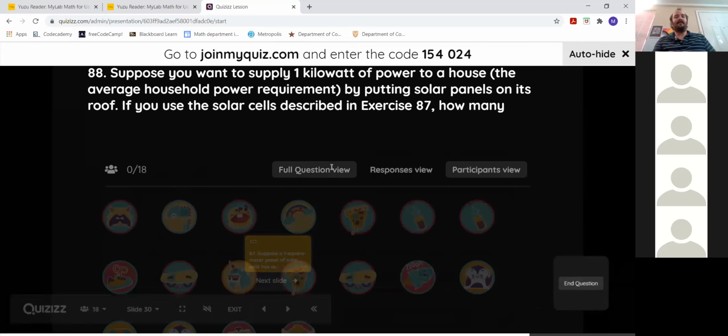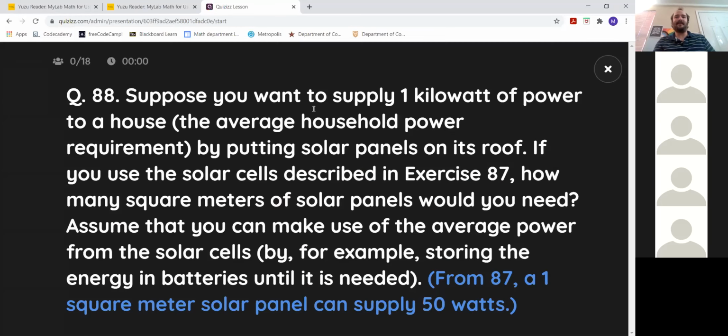Okay, so we want to supply 1 kilowatt of power to a house, the average household, powered by putting solar panels on its roof. Basically what this is saying is we have the solar cell from the previous problem, which can supply 50 watts for every 1 square meter. And then if we need a kilowatt, which is the average power that a house uses, how many square meters would we need?